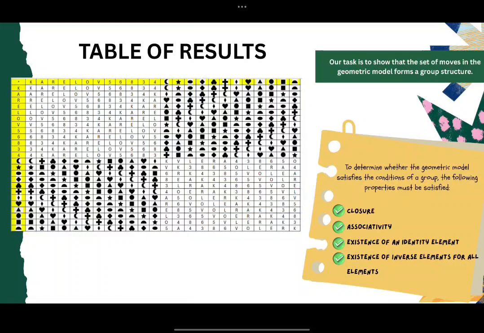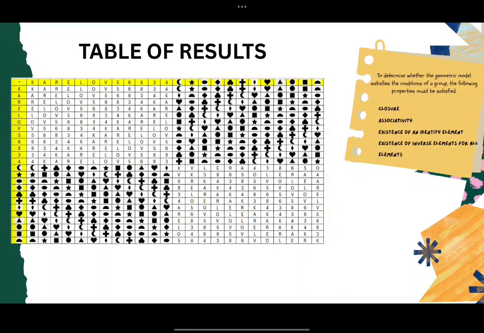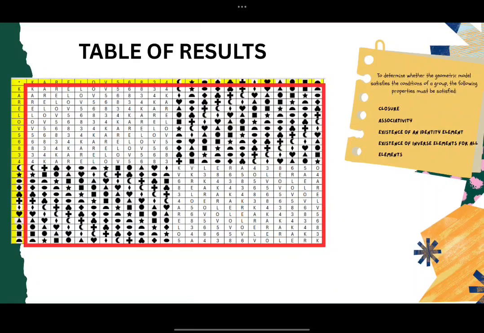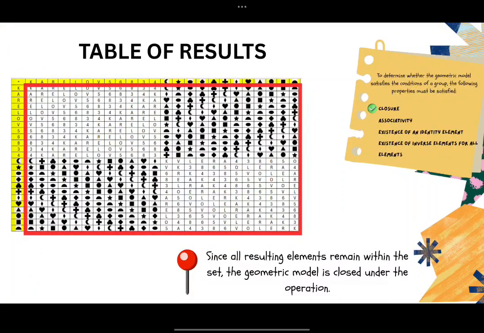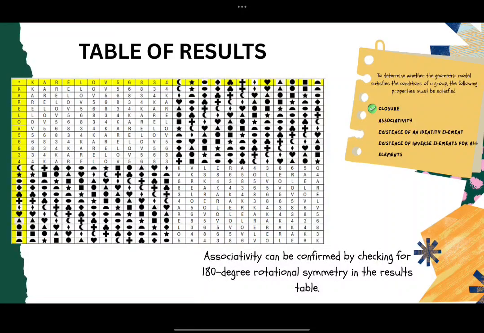So first, let's go for closure. Let's test if it is closed. As we can see here, the results can only be found within the set, right? So therefore, it is closed. Since all resulting elements remain within the set, the geometric model is closed under the operation. So check the closure. Next one, let's test its associativity.